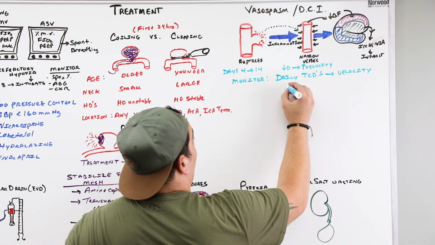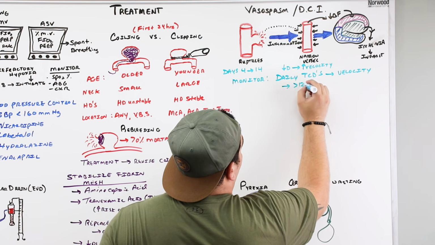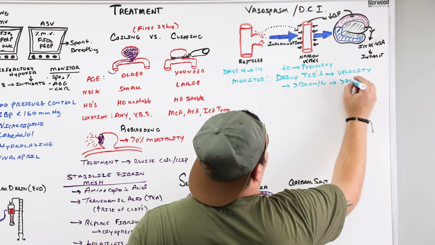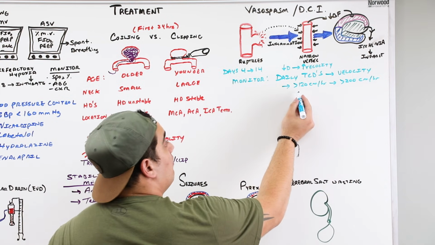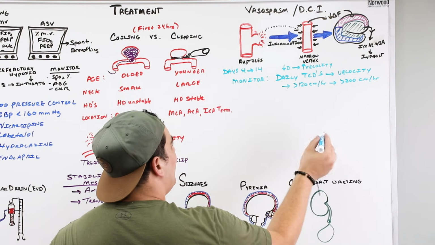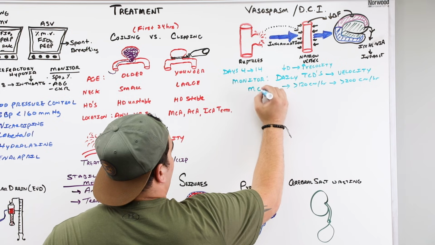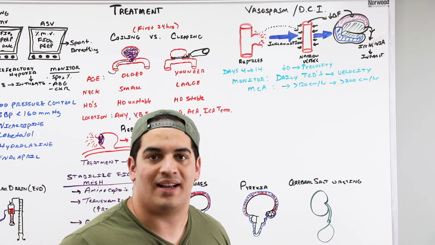And so what we're looking for is how high, really. We want this to be greater than 120 centimeters per hour, up to greater than 200 centimeters per hour. That is indicative of vasospasm. Now, through research, this actually utilizes the MCA, but this can somewhat apply to all the other vessels.